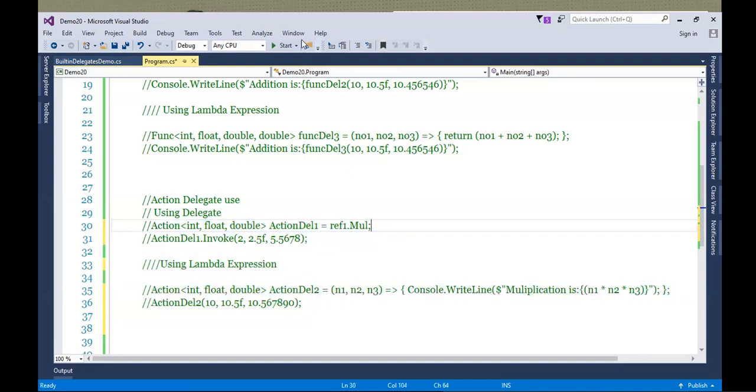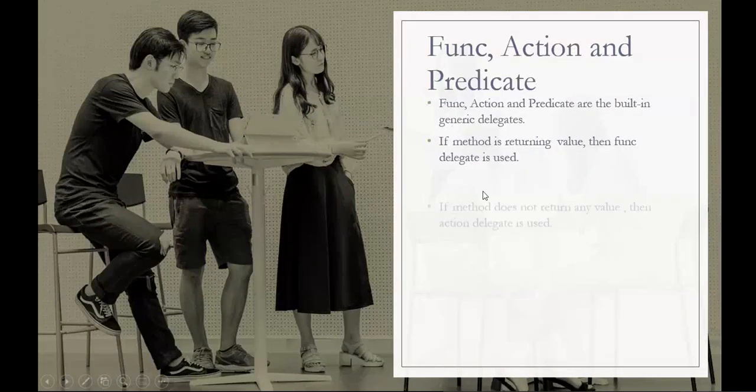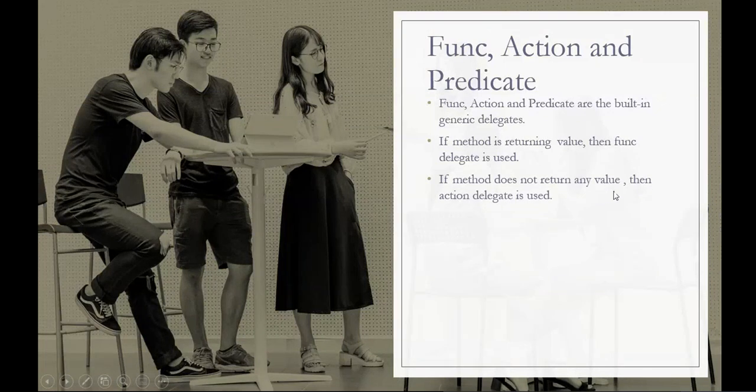Last. So if method does not return any value, then action delegate is used. Along with this, the other compulsion is your method needs to have at least one argument. For func, this was not the case. For func, even if your method is not taking any argument, and if it returns the value, then also it is allowed. But for action, at least one argument you need to supply. Okay. And then go for the last one, which is predicate.